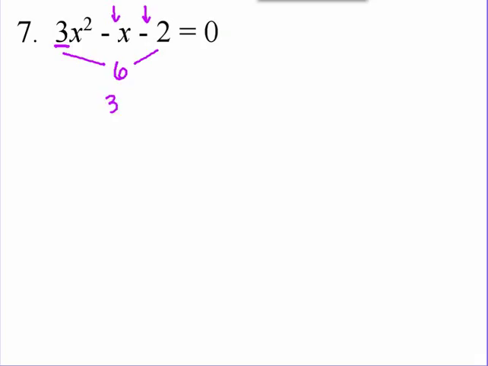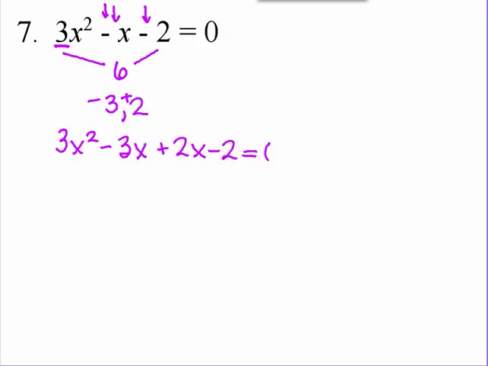3 and 2. Now, how do you get a negative 1 from 3 and 2? Negative 3 and positive 2. Now, this is the one where we have to write it big. Okay, so it's going to be 3x squared minus 3x plus 2x minus 2 equals 0. So this is the one where we have to write 4 terms.